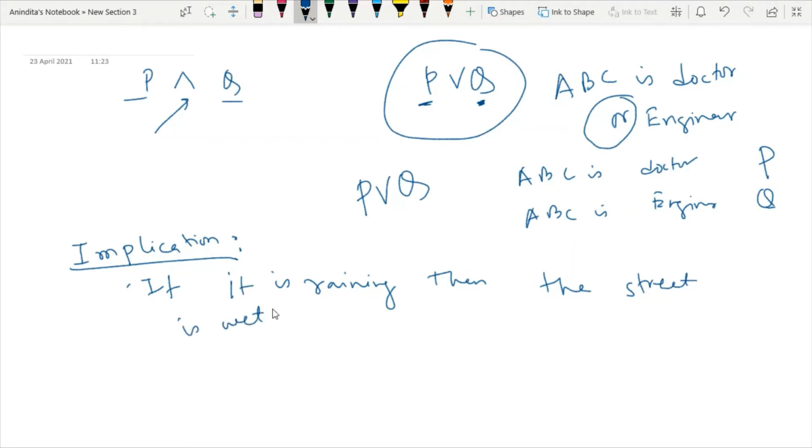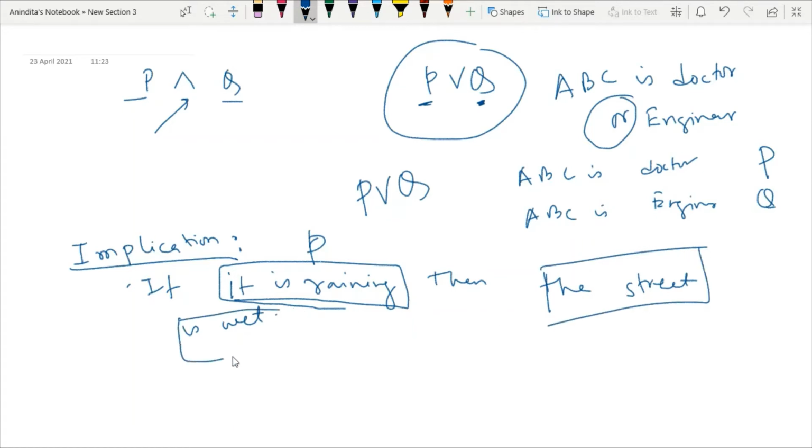So this is the statement. What I can do, it is raining, I can denote this sentence as P, the first proposition. And the street is wet. This statement I can write as Q.